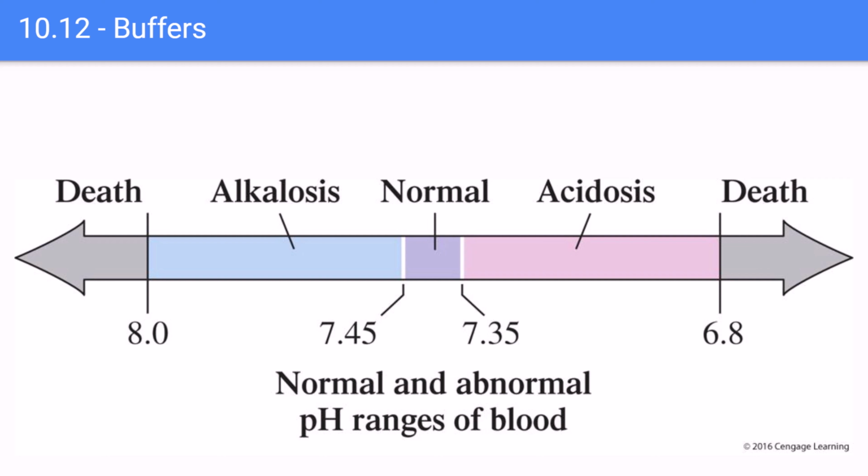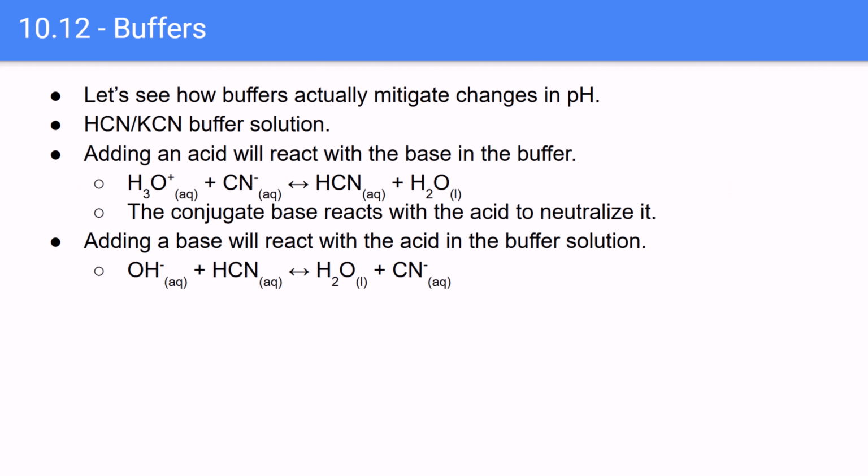And what they use in the blood is carbonic acid. It's H2CO3 and HCO3 minus, and that acts as your buffer solution. But how do buffer solutions work to mitigate changes in pH? Well, let's take a look and see how they work. So let's consider the HCN-KCN buffer solution that we've taken a look at previously. If we add an acid, it will react with the base in the buffer. So if we think about what makes an acid, it's the H3O+. So you notice how I am reacting this. H3O+ gets put into the solution, and it reacts with the conjugate base, which is the CN minus. The acid will donate its hydrogen to the base, and so what you end up with is HCN and H2O.